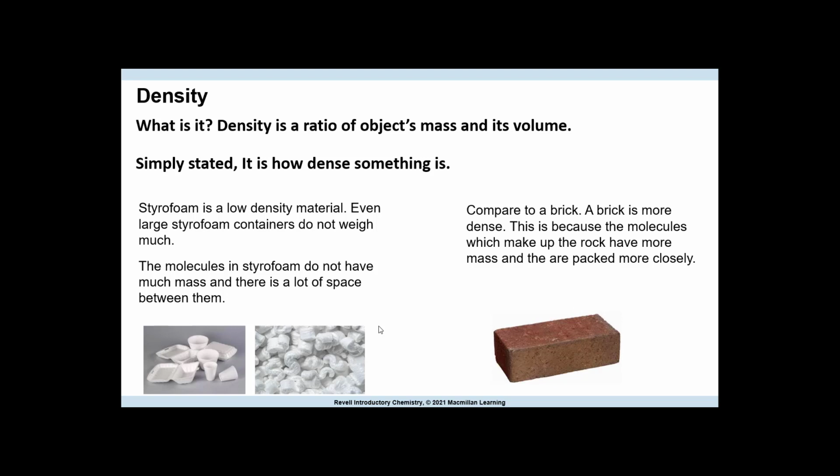That's the difference between something that's dense and something that's not dense. Even if they're the same size, one you can feel is very light and one is not. And that has to do with how many molecules there are, think of them shoved together, and how heavy those molecules are, what makes up the mass of that.